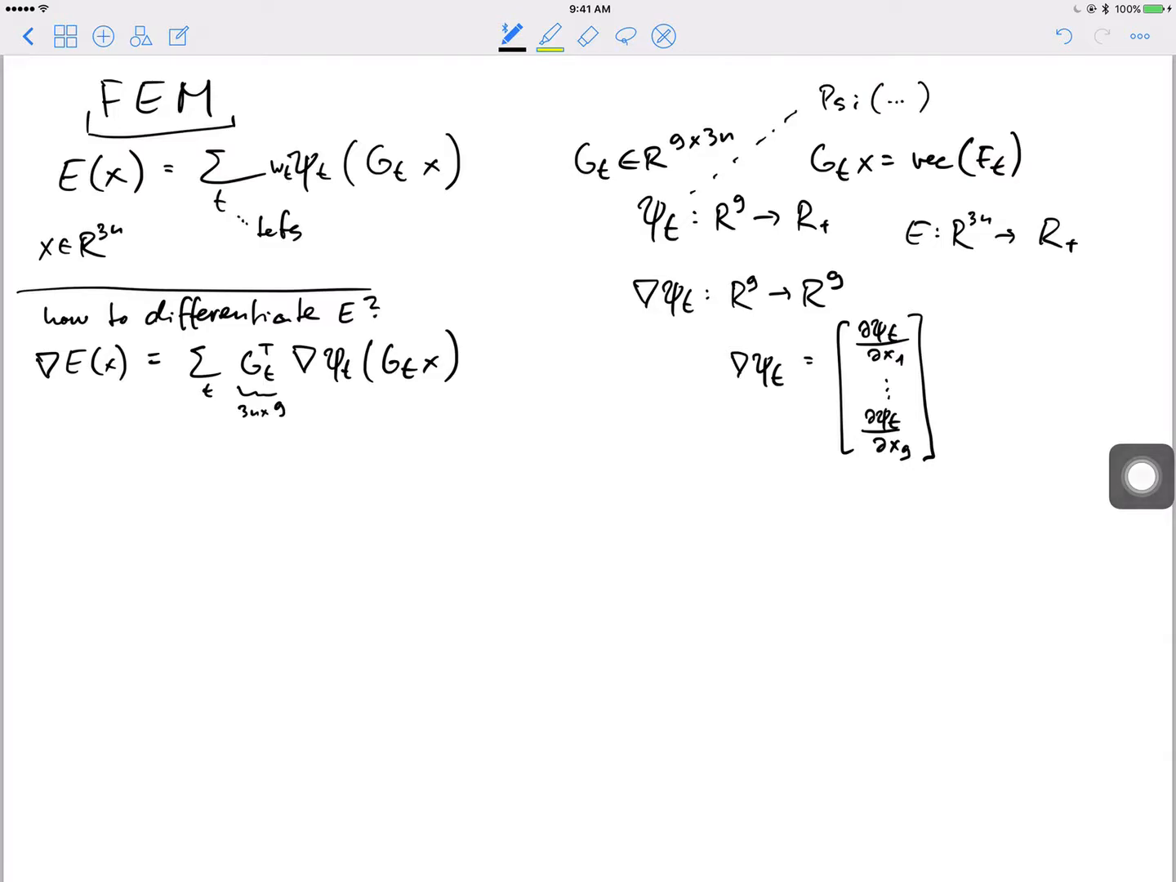Okay, so the gradient is a 9 by 1 thing, right? This whole thing is a 9 by 1 thing. And so this is a 3n by 1 vector. If I sum them together, I still get a 3n by 1 vector. Okay, so that makes sense, right? Because the e was a function from R3n to R plus. So the gradient of e needs to be a function that takes a state and gets me also a 3n dimensional vector. Okay, so that all checks out.